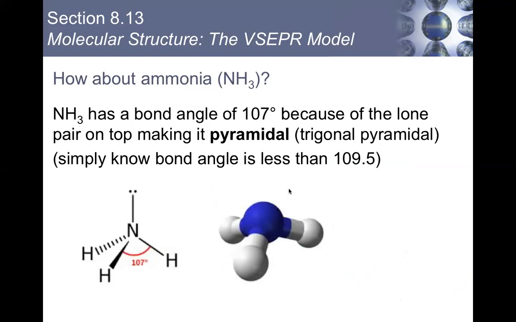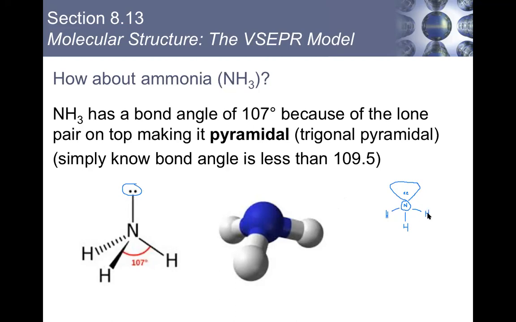So pyramidal. NH3 is really the go-to whenever we talk about pyramidal. You have a central atom, you have N, and then you have a lone pair up top. Remember that lone pair still takes up space. So this lone pair takes up space, and nothing else is going to be there. And then you have your H's, and they're going to be spread out.